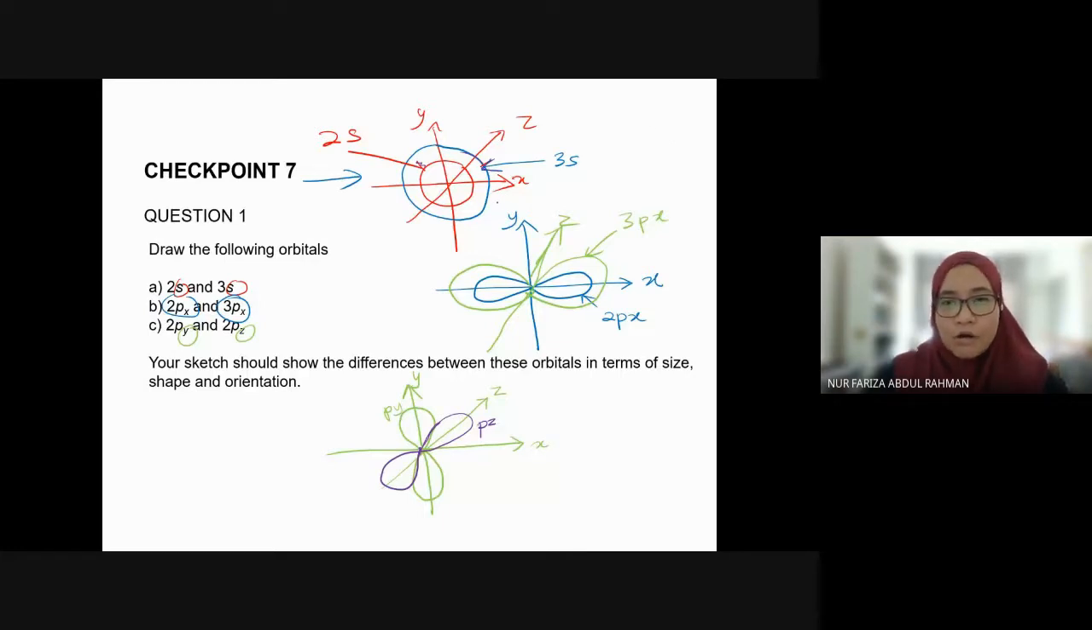Or alternatively, you can also just label on the sketch itself. Meaning, label here: this is 2S and this is 3S. Like that. There are many alternatives, but you must label. The most important thing is you have to label, then only we know which orbital you are referring to. If you don't label, there's a problem, right? Is this 2S or 3S? So there must be a label. How you go about labeling your sketch depends on you. We are not rigid that you must use an arrow or anything, as long as you label.